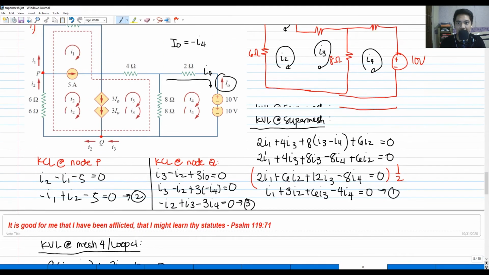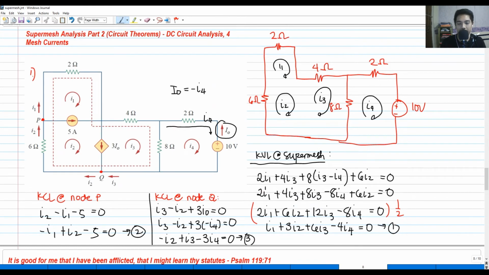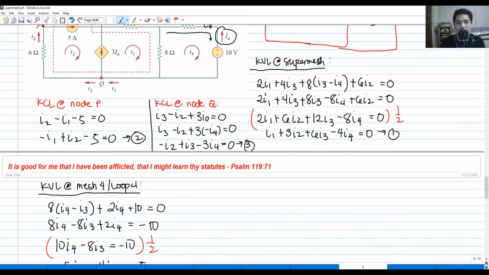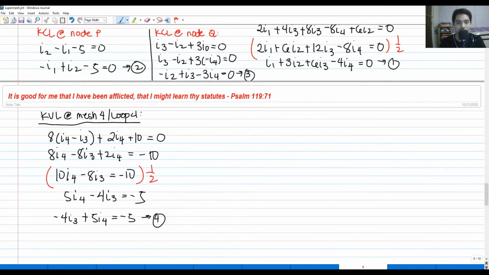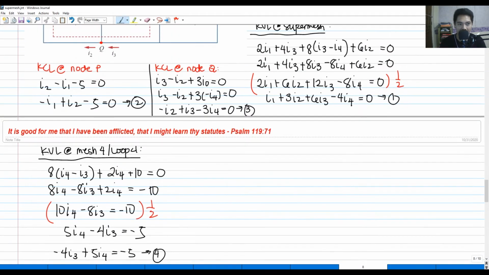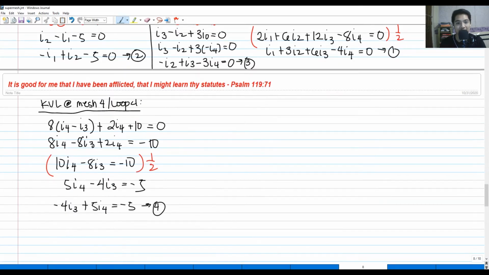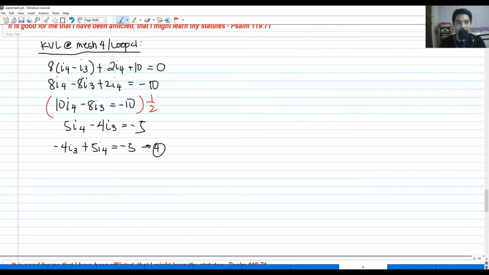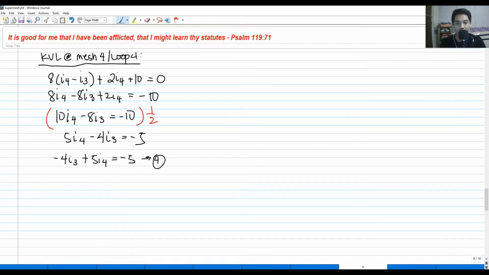So that's the end of the circuit part. What we are going to do now is solve these four mesh currents by mathematics, and what I would like to use is always Cramer's rule.